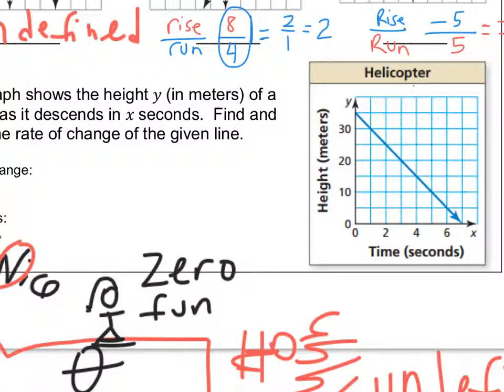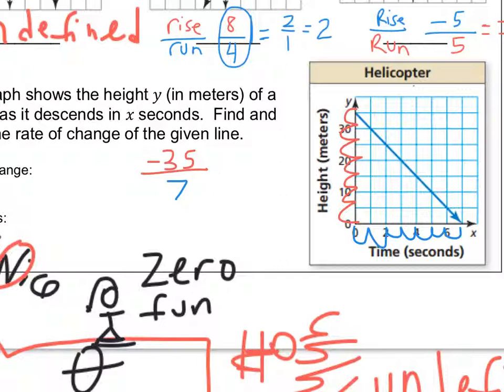So let's count how far he goes down. He goes down 5, 10, 15, 20, 25, 30, 35. And that's what students miss the most on this. He went down negative 35 meters. And now let's see how long it took him. Well, on the time, it's going by 1 box a second. So 1, 2, 3, 4, 5, 6, 7. It took him 7 seconds.